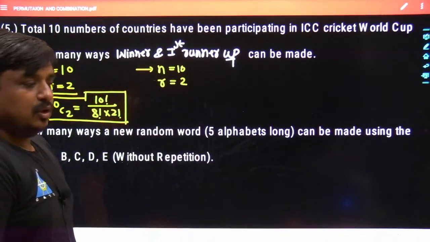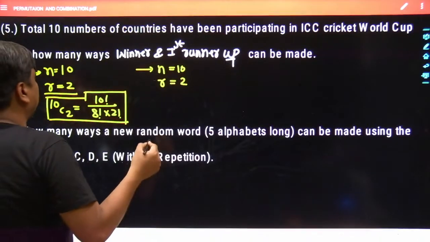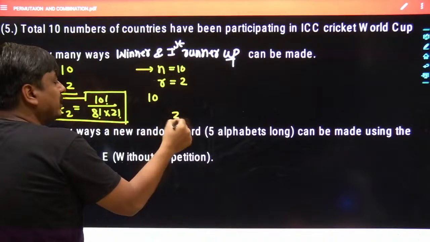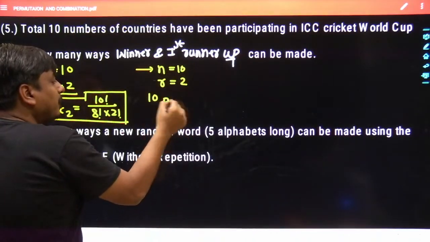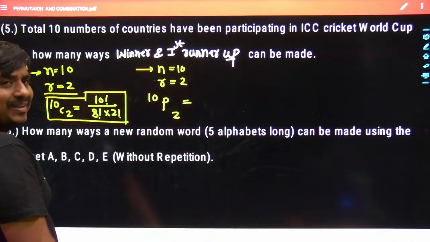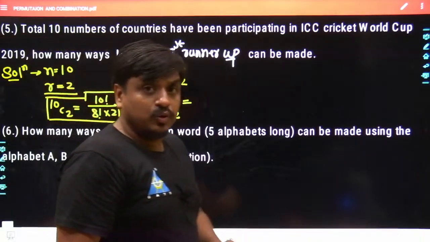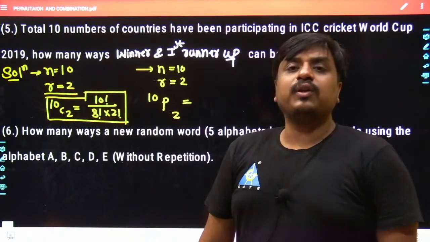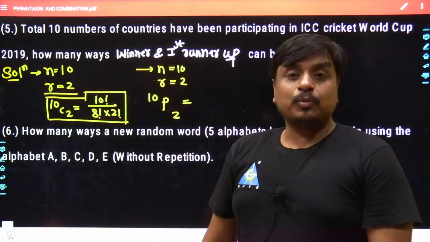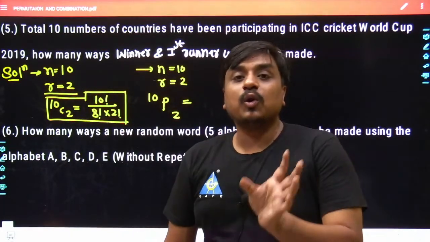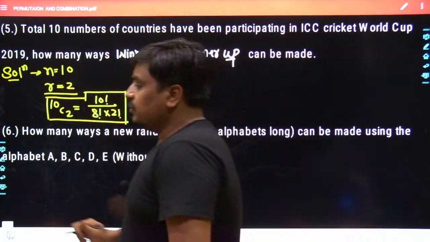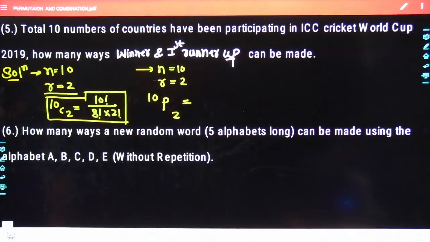So here what is happening? Out of 10 teams, you are not only going to select 2 teams, even their sequence makes sense, because out of 2 you have allocated their designation. The country that wins the final match would be called the winner, and the country that could not win the final would be called the first runner-up. That means out of 10 teams, we are not only selecting 2 teams, even their ordering makes sense.